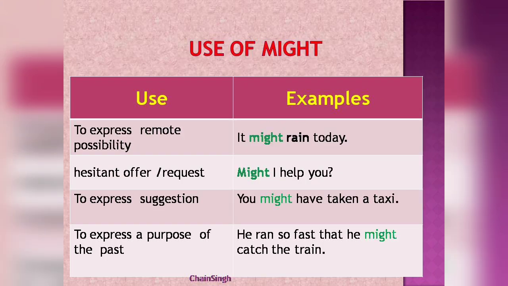Now we will go to the use of might. First, to express remote possibility. Example, it might rain today. Second, hesitant offer or request. Example, might I help you? Third, to express suggestion. Example, you might have taken a taxi. Rule number 4, to express a purpose of the past. Example, he ran so fast that he might catch the train.